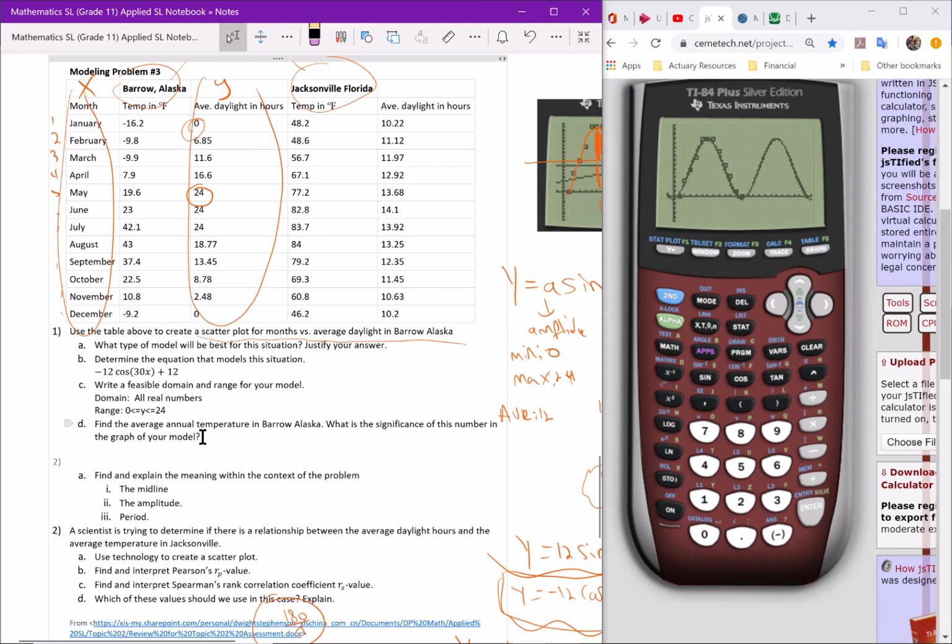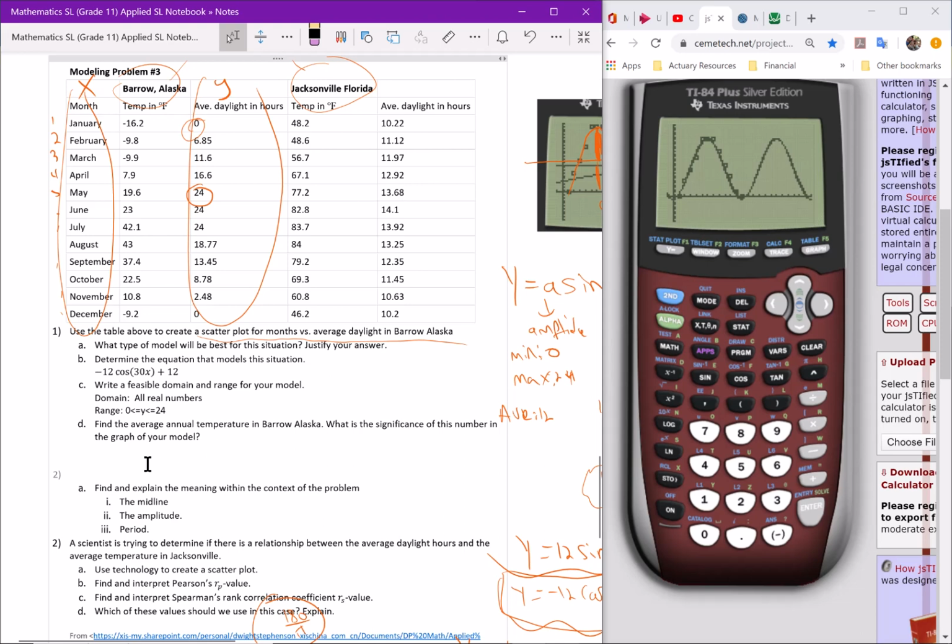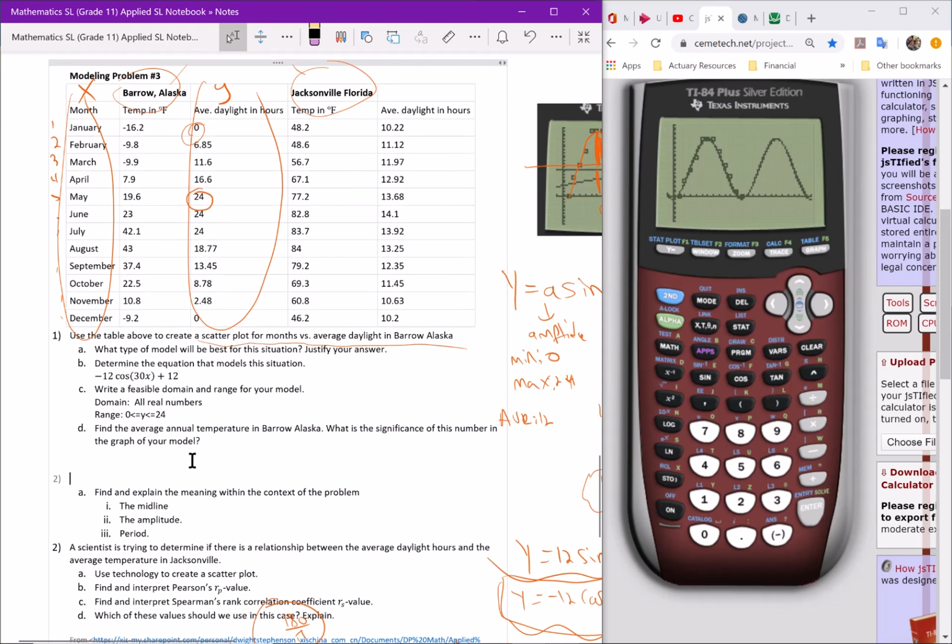Next, find the average annual temperature in Barrow, Alaska. What is the significance of this number in the graph of your model? Okay, you're not going to see annual temperature, but average daylight hours in the year, over 1 year. All right, so I'm kind of changing this, but you'll see this one instead.